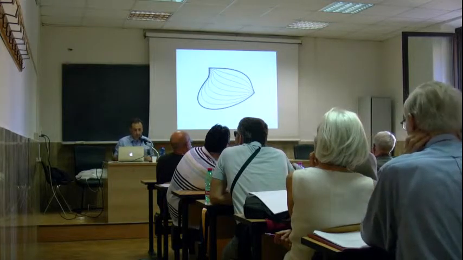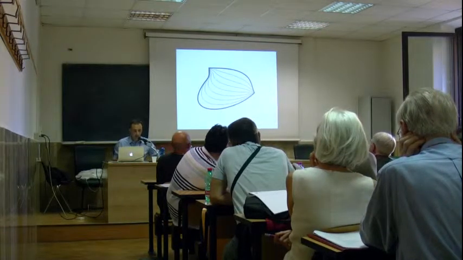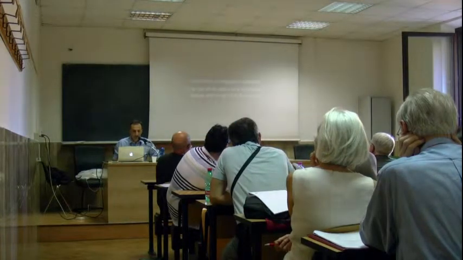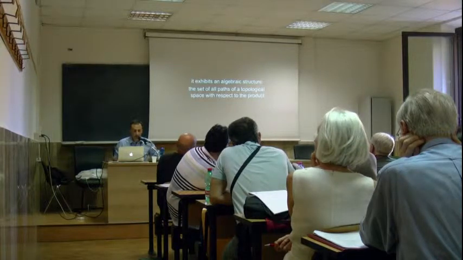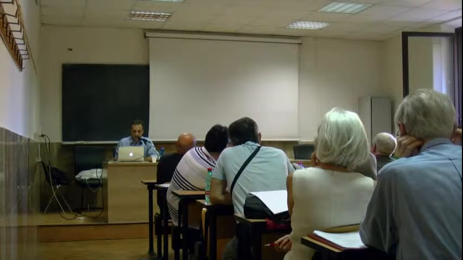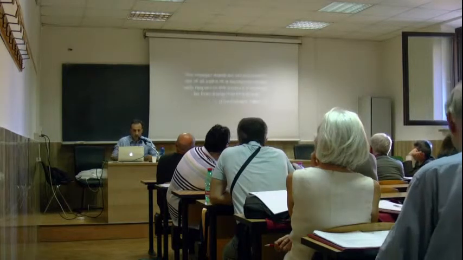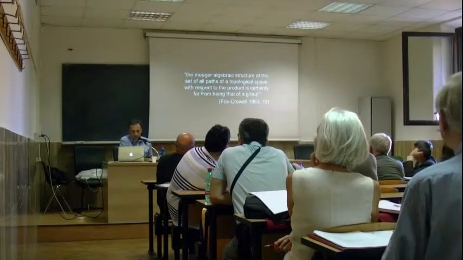For instance, we could start from this interpretation of a two-manifold, a surface. And it exhibits an algebraic structure, the set of all parts of a topological space with respect to the product. But it doesn't offer a lot for the solution of our problem. And here I'm quoting Fox and Crowell.